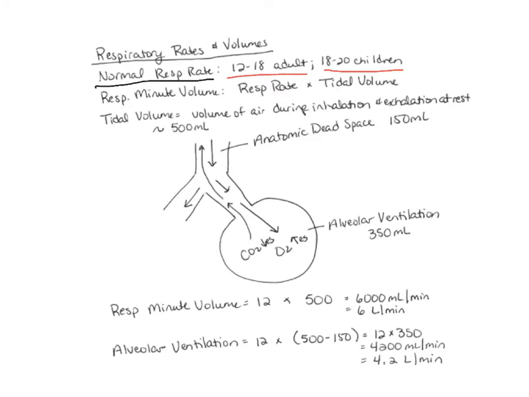Now, if we want to look at the volume of breathing, we're going to look at the tidal volume, and that will give us a respiratory minute volume. So let's talk about tidal volume. We had the respiratory rate, that's how fast you're breathing per minute. The tidal volume is the volume of air during inhalation and exhalation at rest. What's the volume that you bring in? It's usually around 500 mLs for both men and women. Right? So that's the tidal volume.